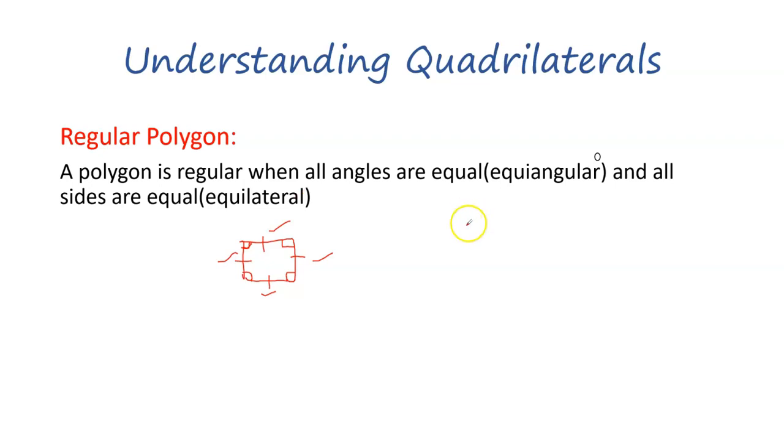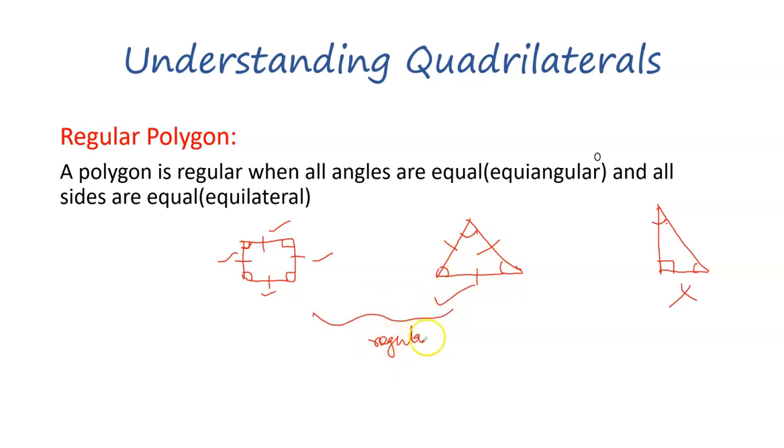I'll give one more example. For example, you have an equilateral triangle. You have multiple triangles, like this right angle triangle, but here the angles and sides are different. You cannot say that it is a regular polygon. But in an equilateral triangle, all the angles will be equal as well as all the sides will be equal. So these two will come under regular polygon.